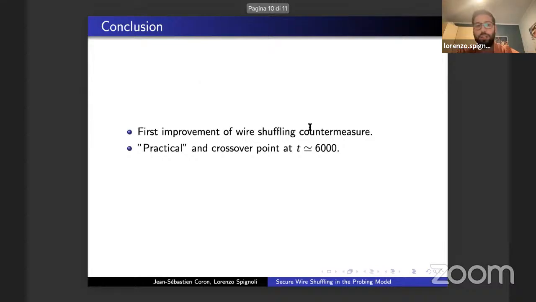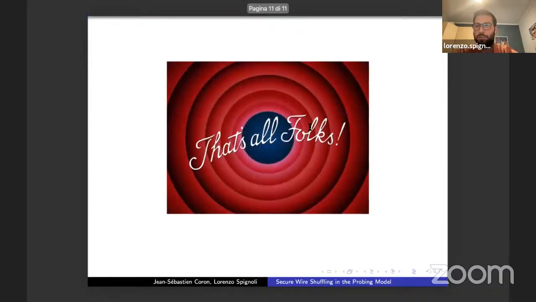So to conclude, we propose a first improvement for the second part of the ESWU model, the word shuffling countermeasure, which is practical if you exclude embedded systems, with a crossover point around 600s. Thank you very much. I conclude my presentation. Feel free to ask any question, and thank you very much for listening.